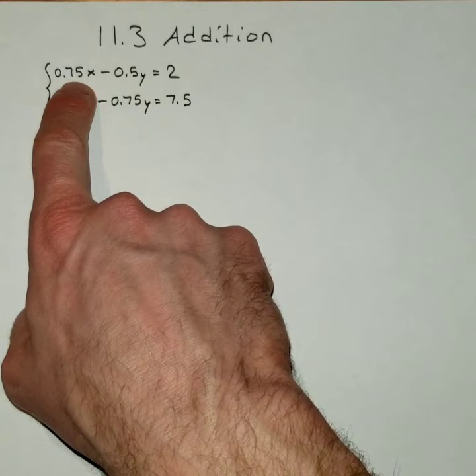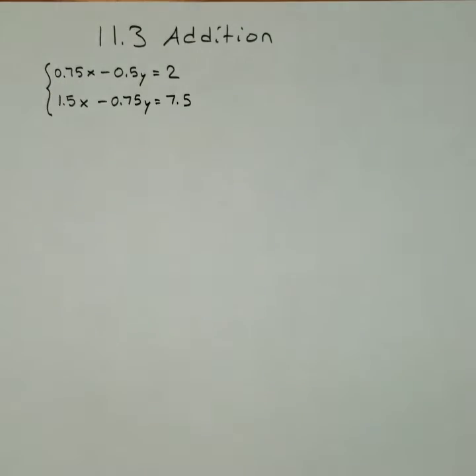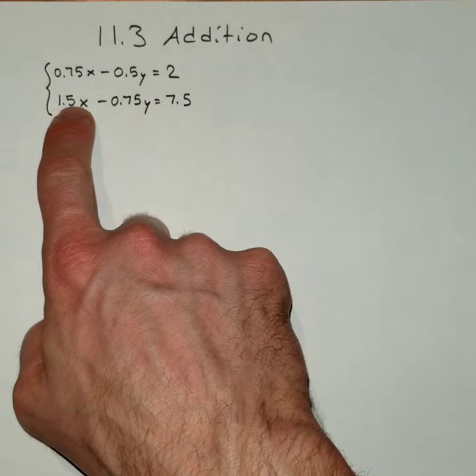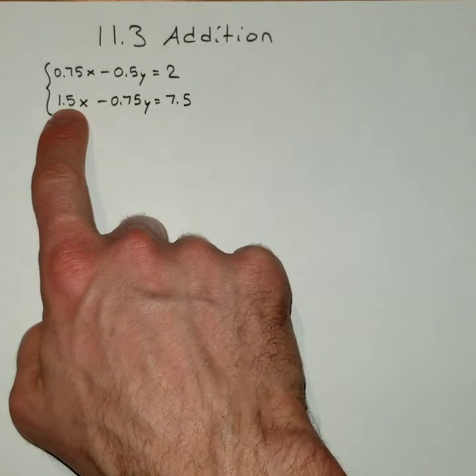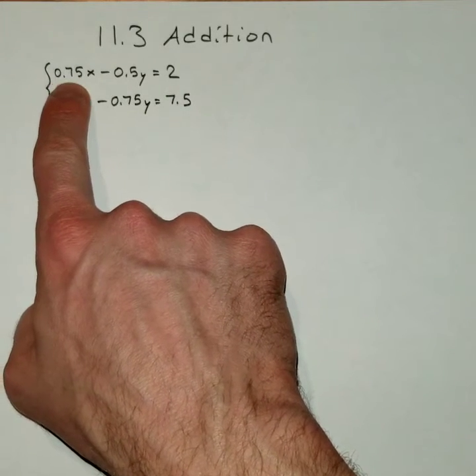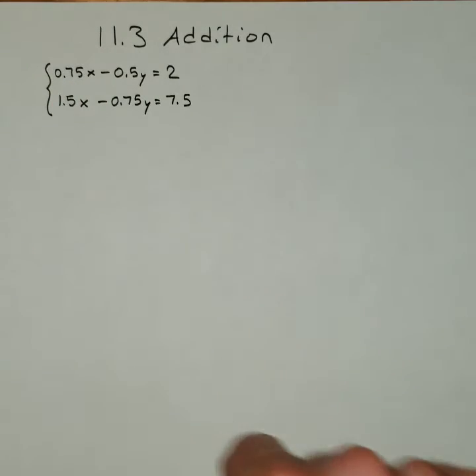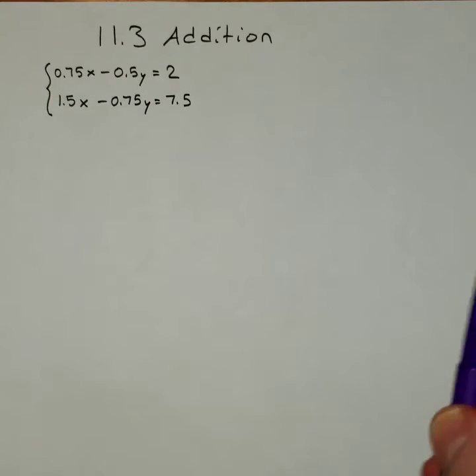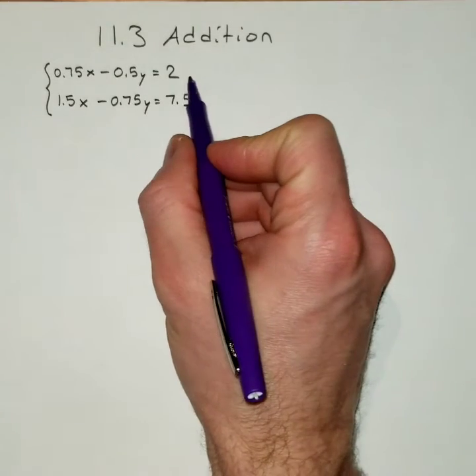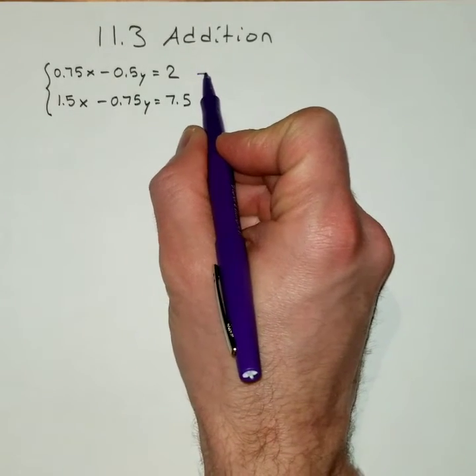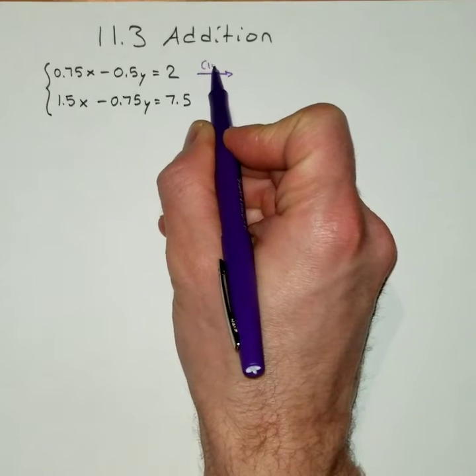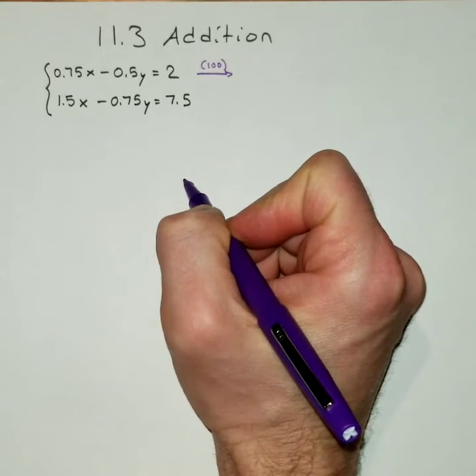And so to turn this 0.75 into a non-decimal, whole number, you can multiply by 100 to do that. If you only had to move the decimal one place, like this one, you'd multiply by 10. But here you got to multiply by 100 to get the decimal to move twice. So we're going to go ahead and do that. I'm going to multiply this top equation by 100, and that will eliminate the decimal.